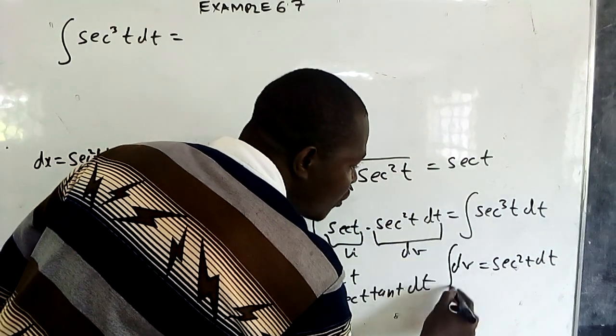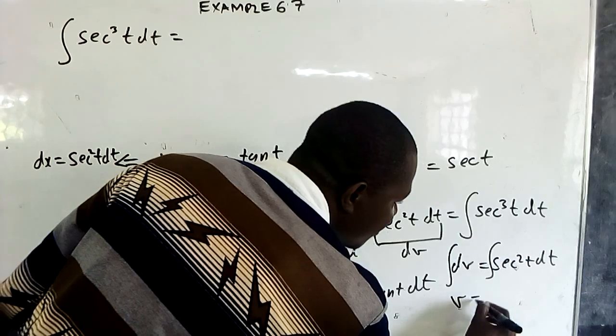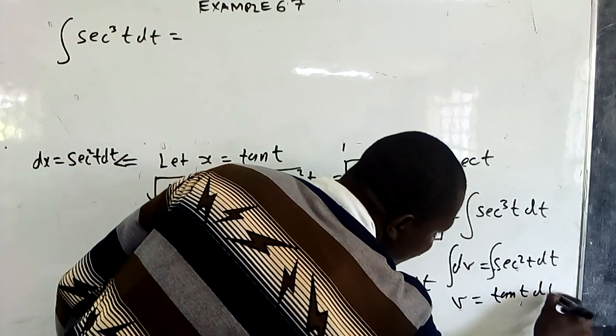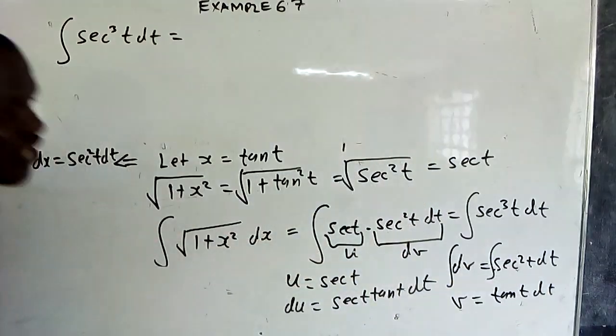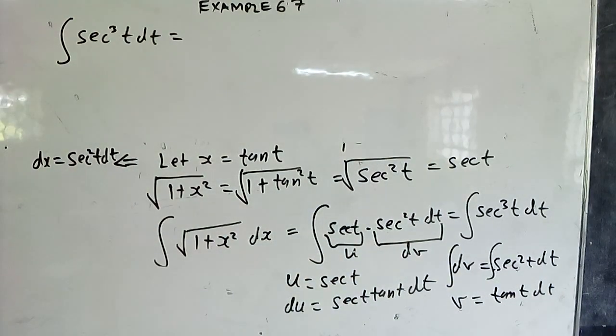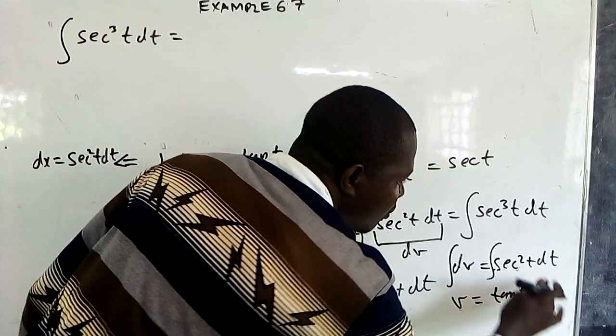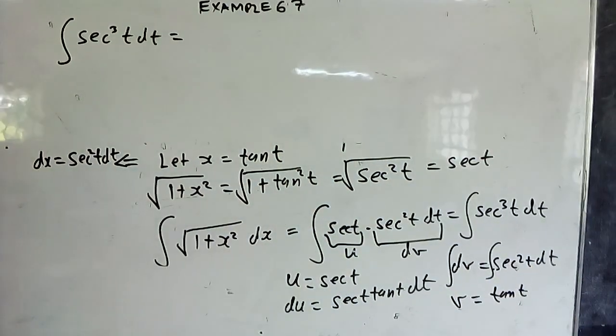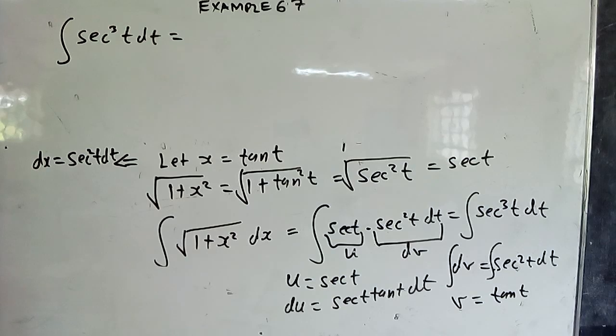So for you to get v, you introduce the integral of both sides, meaning v, if you integrate sec squared, you get tan t. The derivative of the inner function, which is a constant, is 1. So it's just tan t. The dt is not there, you've integrated. You have tan t over 1, which is just tan t. Are we together?